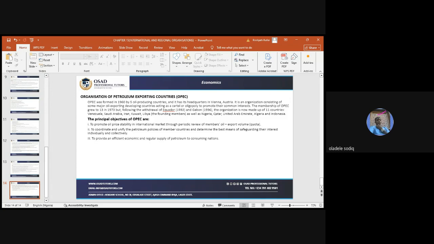Number one, to promote oil price stability, whereby the price will not be changing anyhow. To also coordinate and unify the petroleum policies of member countries and determine the best means of safeguarding their interests. Also, another objective of OPEC is to provide an efficient, economic and regular supply of petroleum to consuming nations.